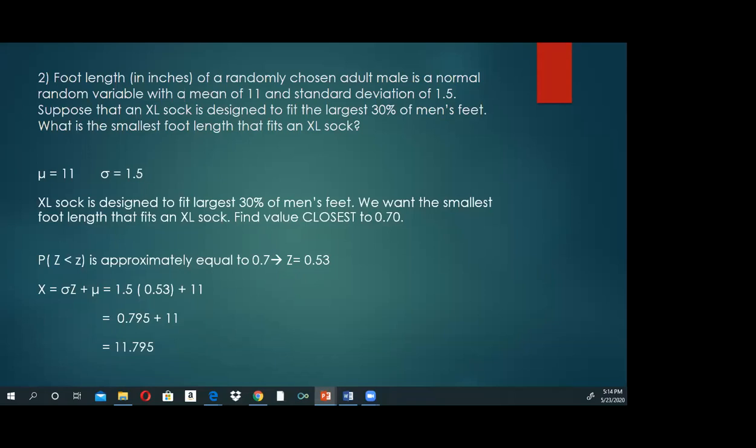Always remember that when you're doing the forward or backward problem, we always have to get the less than, because the normal distribution table only gives us everything that is less than.